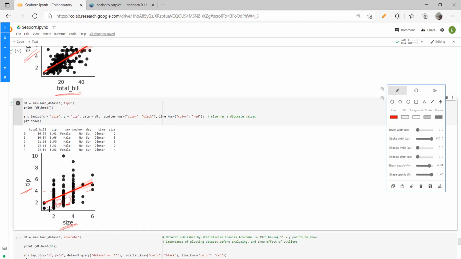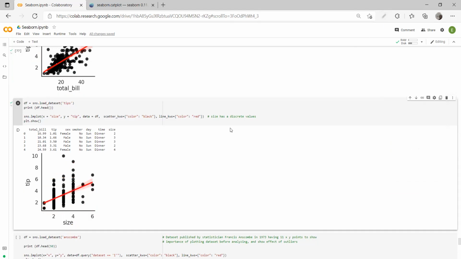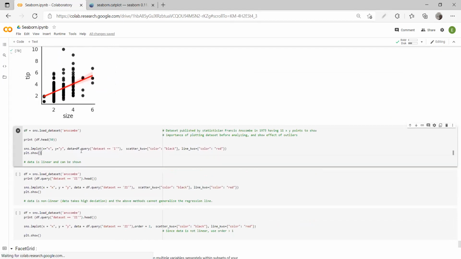Because the size of a group of people will be an integer, right? You cannot have 2.5 people going, so it's 1, 2, 3, 4. If there are 4 people going, some give different tips. There are also 6 people giving different tips. But moreover, the relationship between group size and tip is linear for the majority of the cases. The best fit line is a linear line.